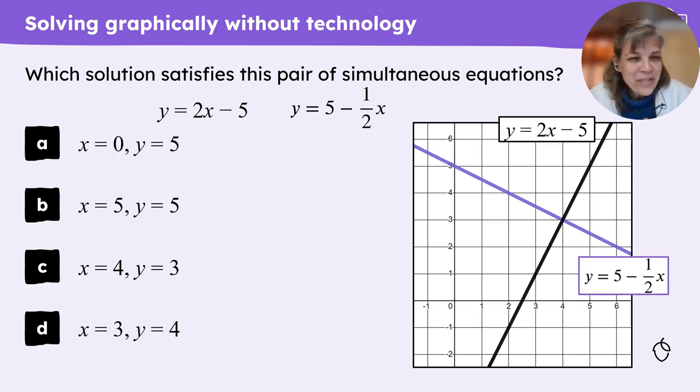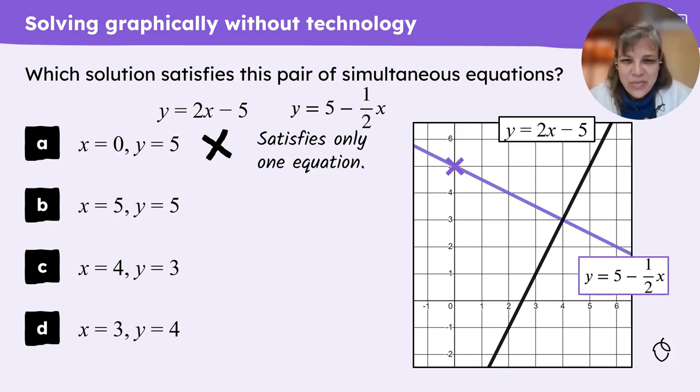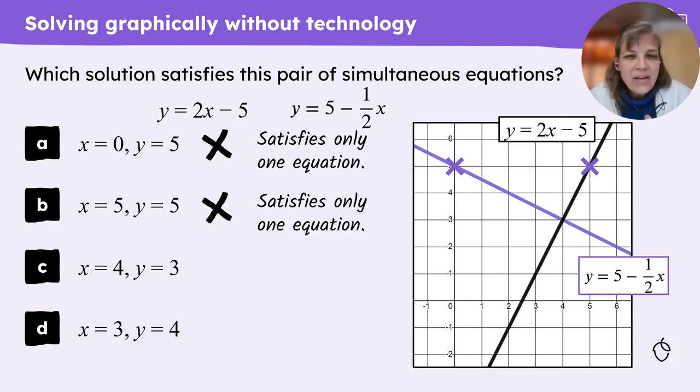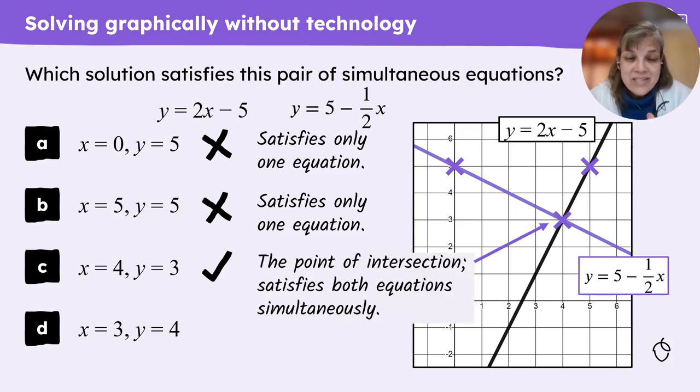All right, hopefully you came up with the same answer that I did. It's not the first one because that only satisfies one equation. It's not that second one either. That only satisfies the black line. It is C because this is the point of intersection. It's not D.